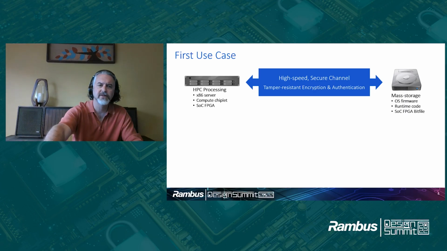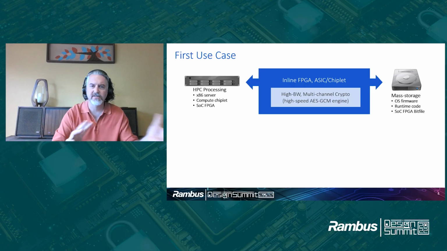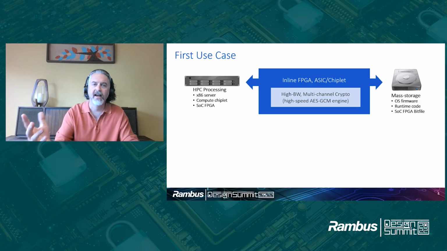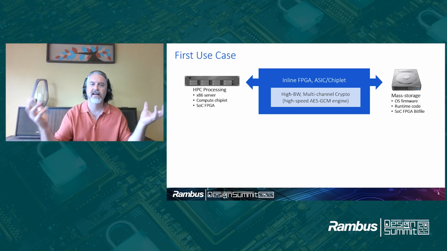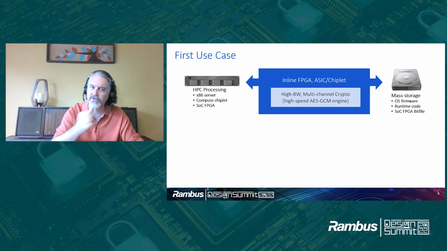So I'm going to make this picture a little more complicated. So now what is servicing this? What is the actual circuitry, and where does it actually reside? So this blue box is now turned into, perhaps, an inline FPGA, perhaps a circuit on an ASIC, perhaps a circuit on a chiplet. And this is now serving as that high bandwidth bridge between the processing on the left and mass storage on the right. And you want this to be high bandwidth.